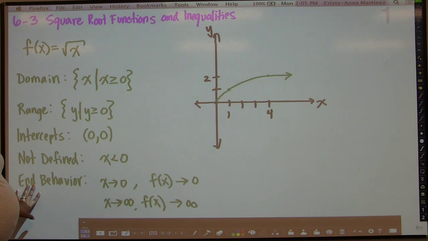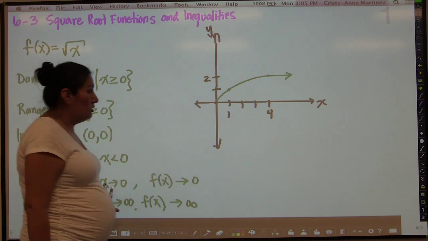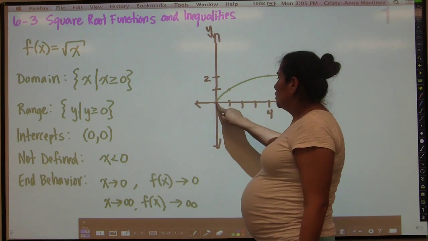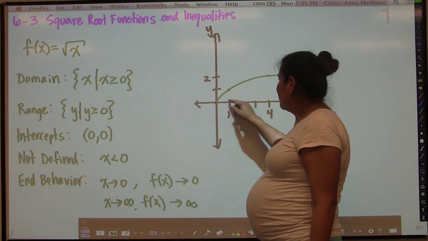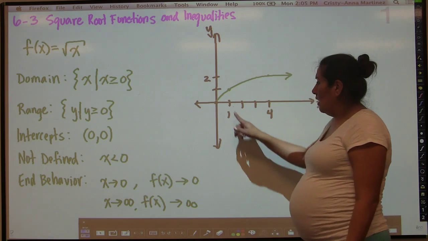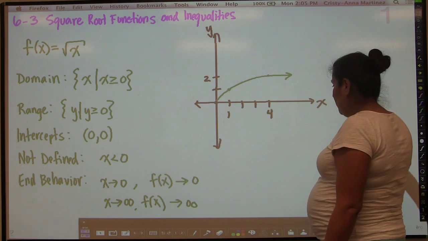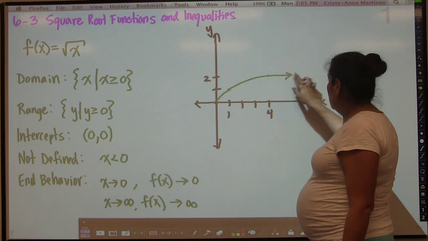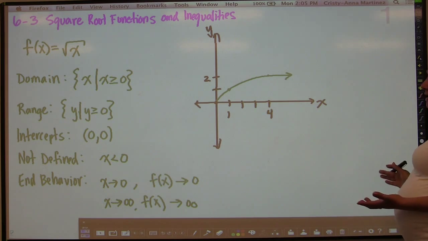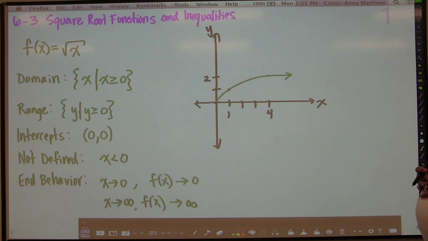And of course, we want to talk about end behavior. We know that x approaches 0 when you're approaching 0 on the x-axis. So as I'm on the x-axis and moving along towards 0, the function itself is also going towards 0. And when I'm going away from 0, to positive infinity, the function is also going to positive infinity in the y direction. So that's basically the basics of square root functions that you need to know, what the function looks like, because we're going to be graphing it today.